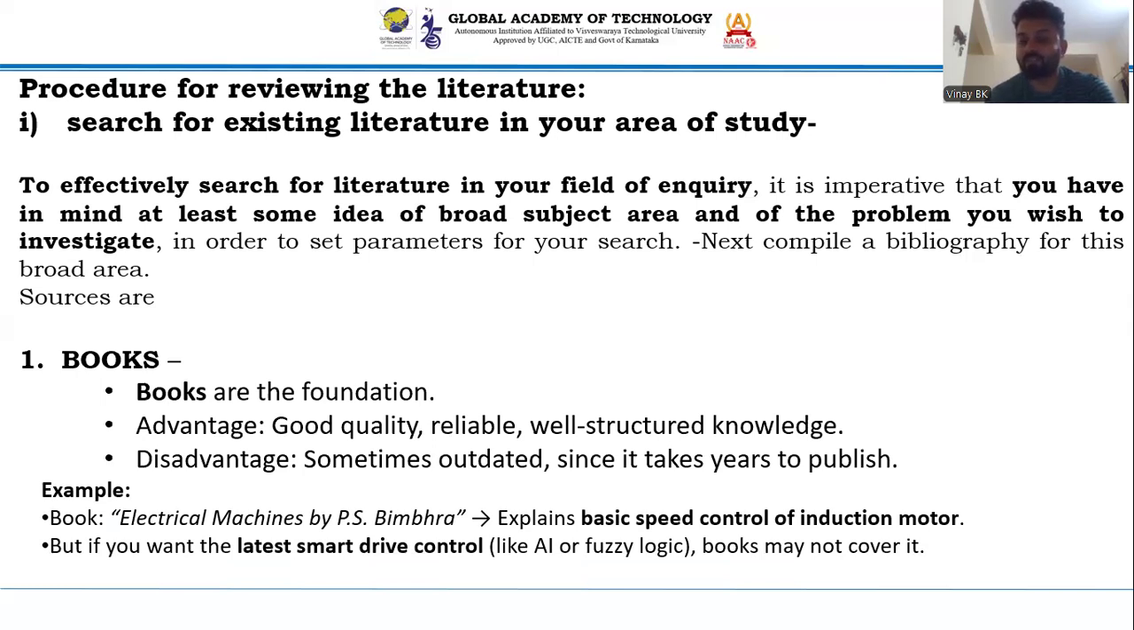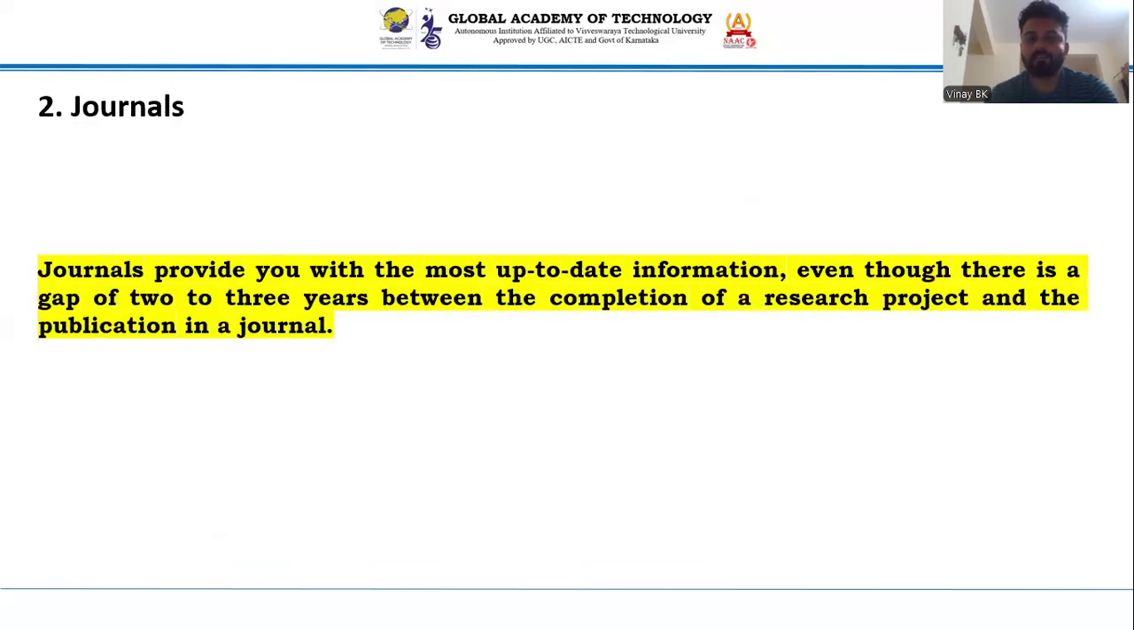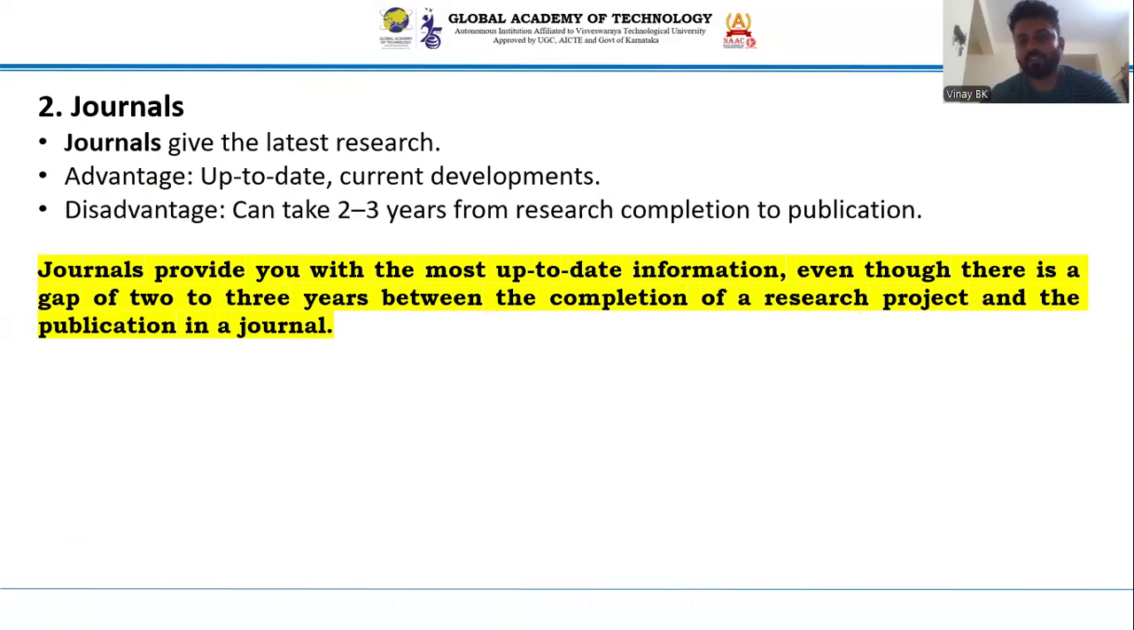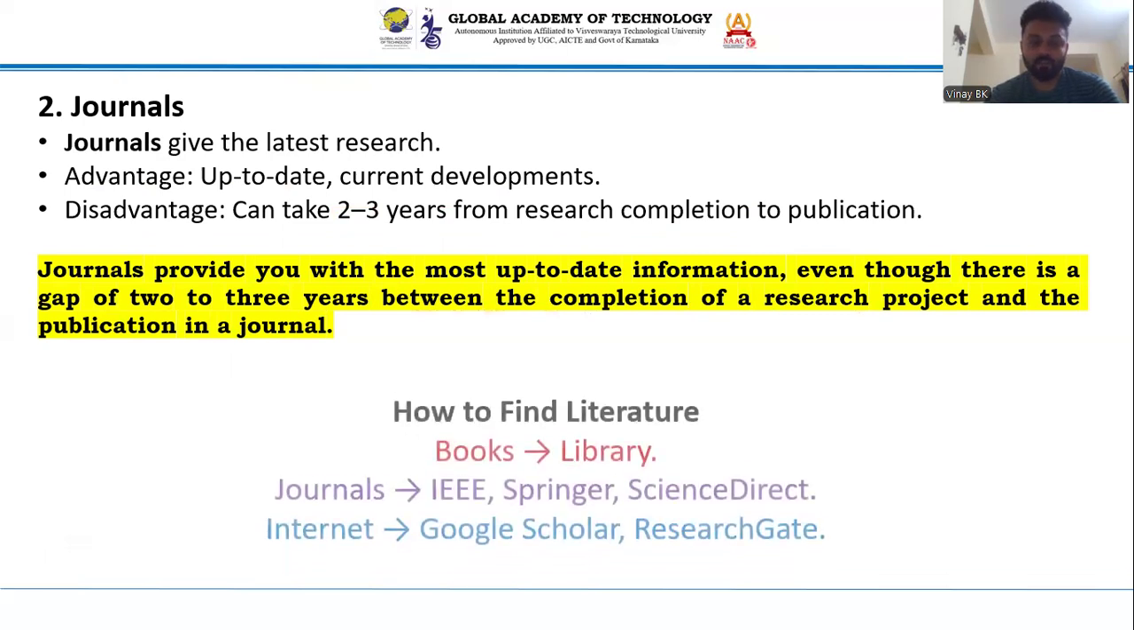For that, you search for journals, so that journals provide you with the most up-to-date information, even though there is a gap of 2 to 3 years between the completion of a research project and the publication in a journal. So journals give the latest research. The advantage is that they are updated and give you current developments. The disadvantage is it can take 2 to 3 years from research completion to publication.